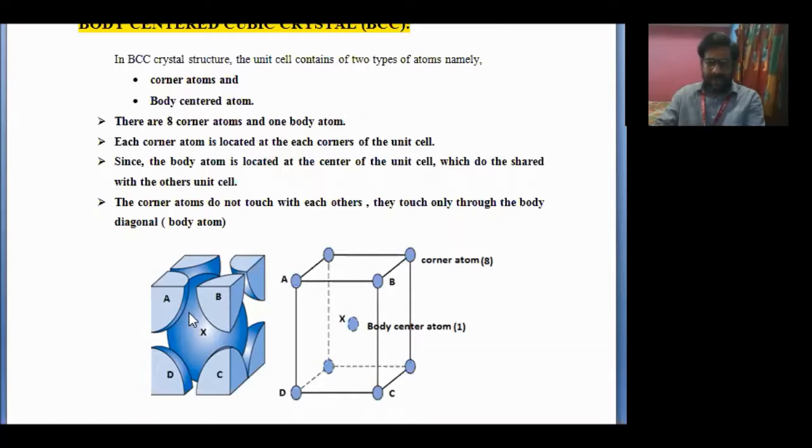So we can see this one. The body-centered atom is located at the center. The corner atoms are located at the corners of the unit cell. One more thing, the corner atoms do not touch each other. They touch through the body diagonal, that is, they touch through the body atom.